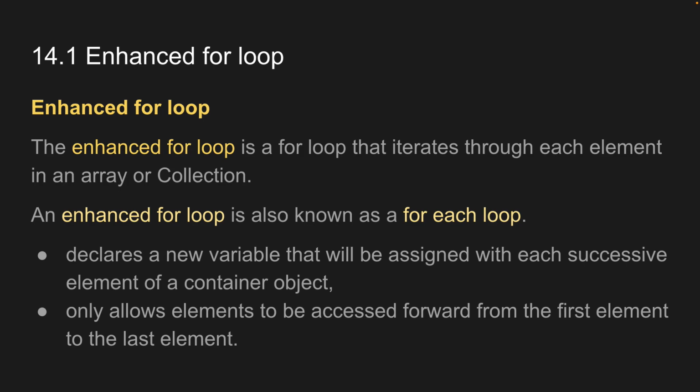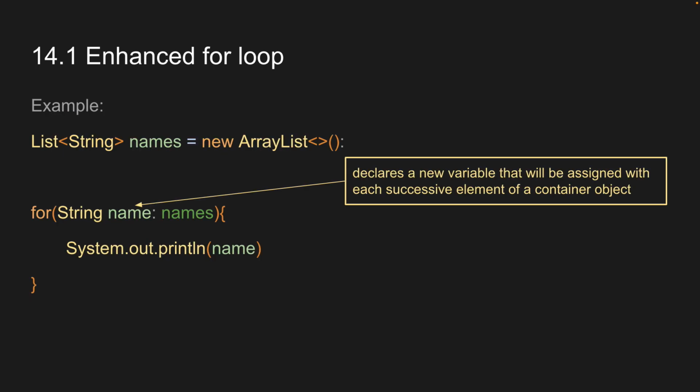Only objects. Okay, and with an enhanced for loop, you move forward. You cannot go backward with an enhanced for loop. The other thing with an enhanced for loop is you can't write to the loop. Okay, you can't write with it. It's only for reading. All right.